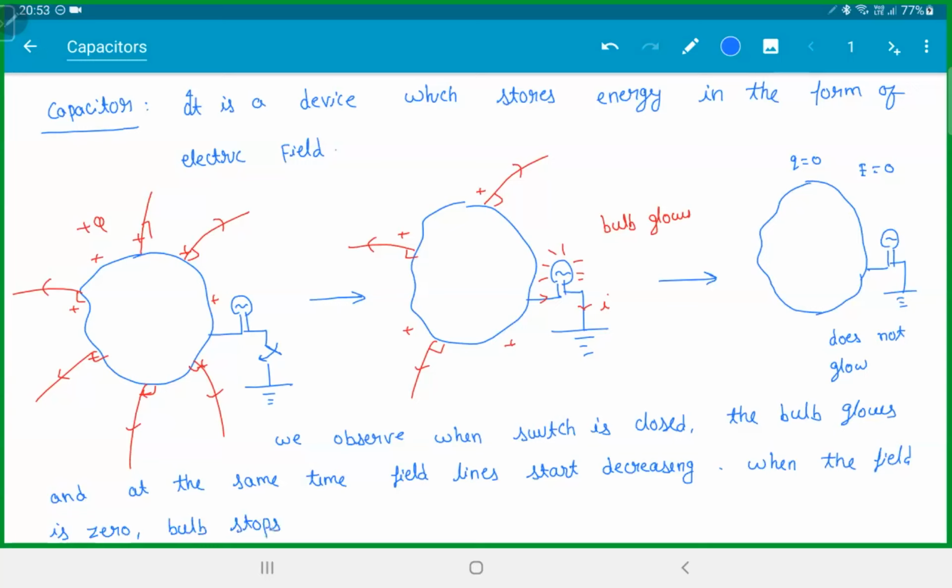So from this, we can conclude, we can infer somehow the energy is stored in the form of field. So when we said, till now, electric field, we can also think like this. Electric field is nothing but another form of energy. Energy is stored in the form of field.